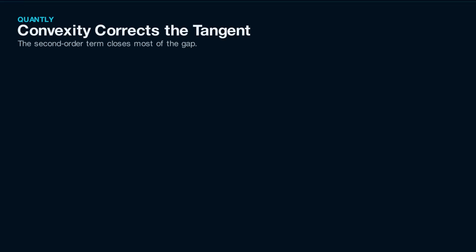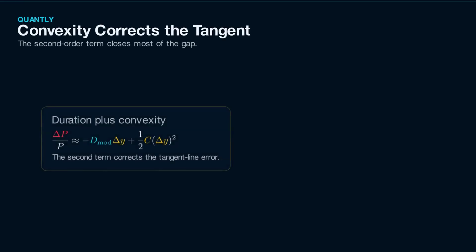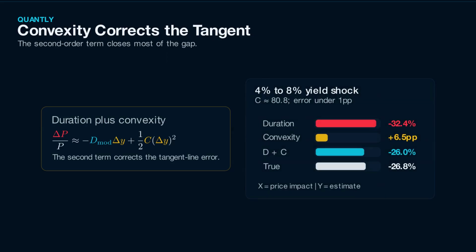The cure for duration's linear limitation is adding a second-order correction term, convexity. This comes from the Taylor series expansion of the bond pricing function. The first term gives the linear estimate from duration. The second term adds a quadratic correction for curvature. Together, duration plus convexity can reduce the estimation error from several percentage points to a fraction of a percent, even for very large rate moves.